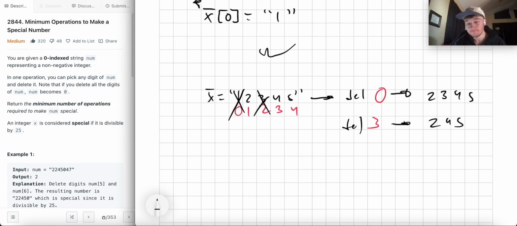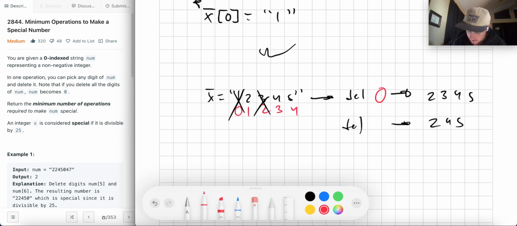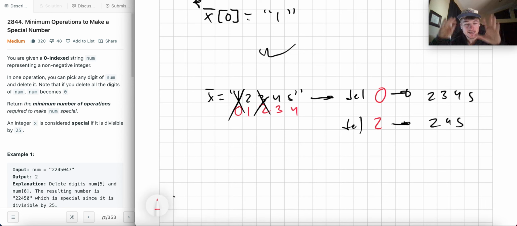So if I delete 3, I get 2, 4, 5. But of course, I said this 3 and 0. Ugh. To be consistent here, this would be 2. It doesn't really matter, because I'm just trying to get the point across. If some of these standards don't really make sense, it's not important. The point here is that I can delete characters out of this string, which is equivalent to deleting one of the digits out of the number.